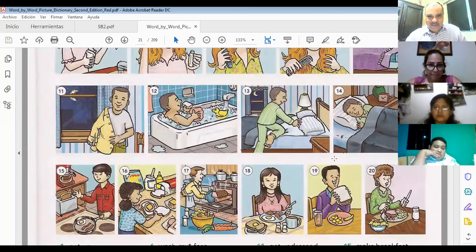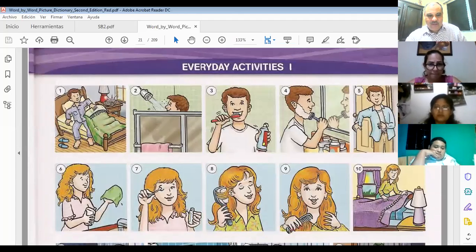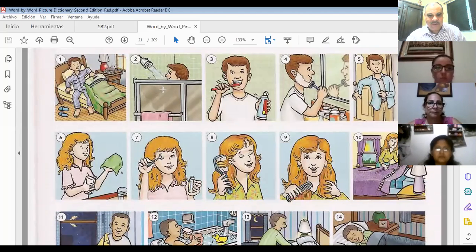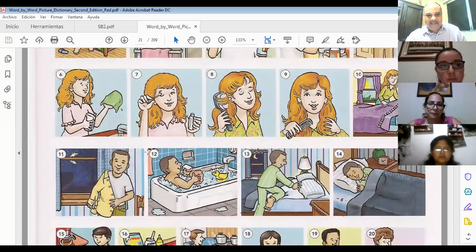Now, the difference, this is number two, take a shower. Can you see number two? Take a shower. Yes, and so. This is take a bath. A bath is in a bathtub. This is called a bathtub, a tina. So that's why they call it take a bath.